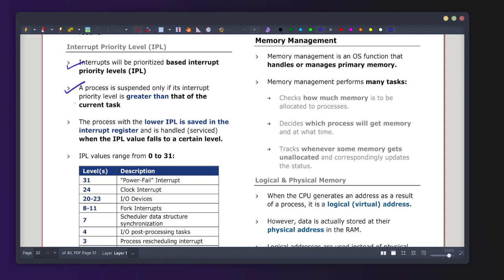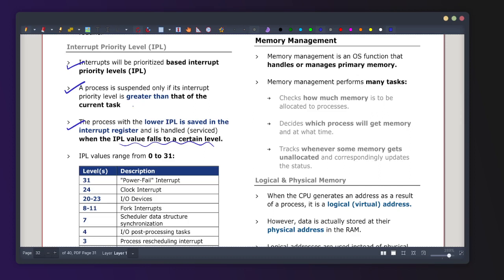So the idea here, guys, is if an interrupt comes into the CPU, it will only be taken in if the priority of the incoming interrupt is higher than that of the current task. The process with the lower IPL, the lower priority process, saves itself in the interrupt register and is handled when the IPL value falls to a certain level. What exactly does that mean?